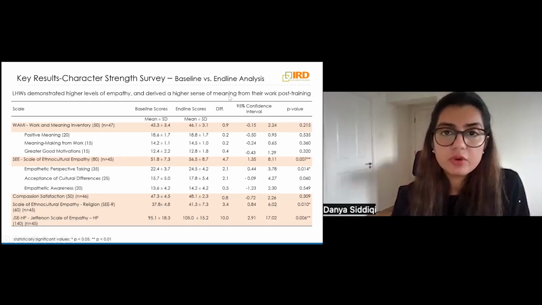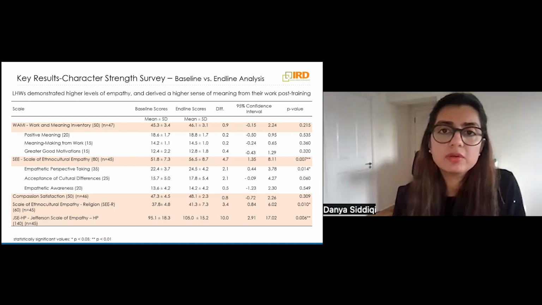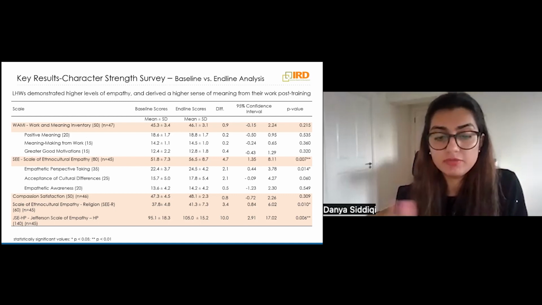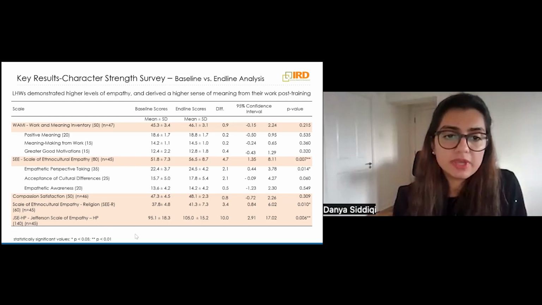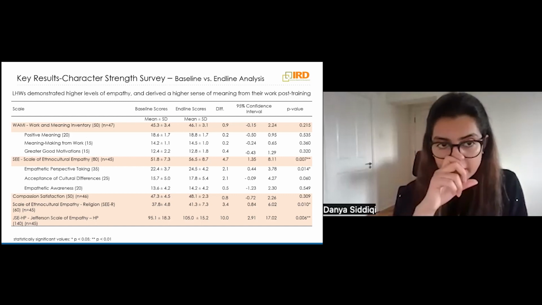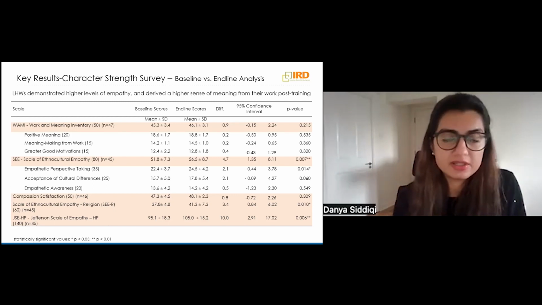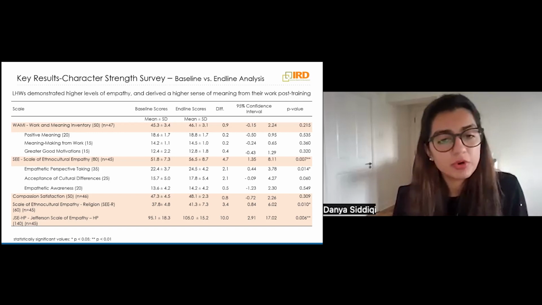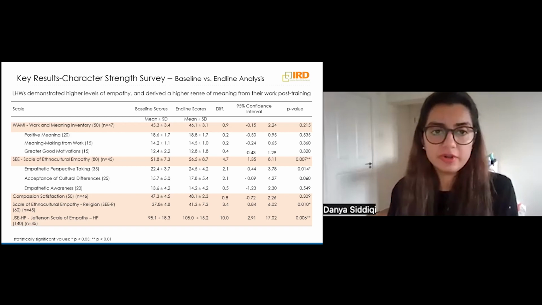Then moving on to the key results from the quantitative component of our evaluation, which was the character strength survey. This slide shows the pre-post scores, the baseline versus the endline scores, and my next slide would then track the scores from the baseline to the 4-month follow-up period. Just to provide a little bit of orientation, in the first column we have listed the 5 key scales that we had adapted and developed our key character strength instrument from. The highlighted sections are the key 5 scales, and we've also listed their subscales. In the brackets, you can see the scores for each scale, as well as the number of participants that were surveyed on these scales.